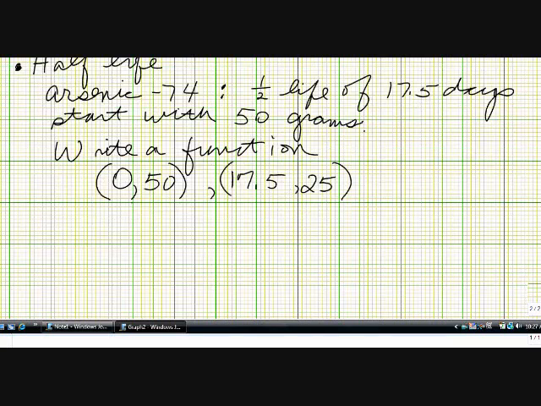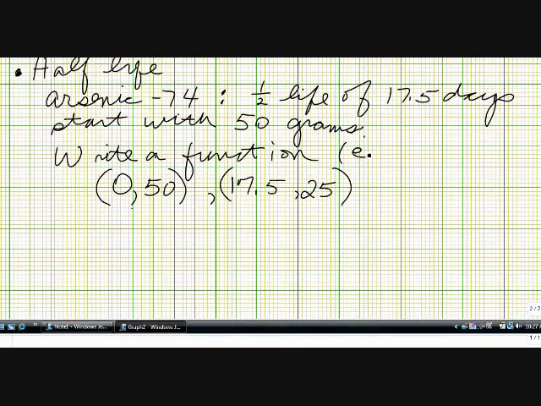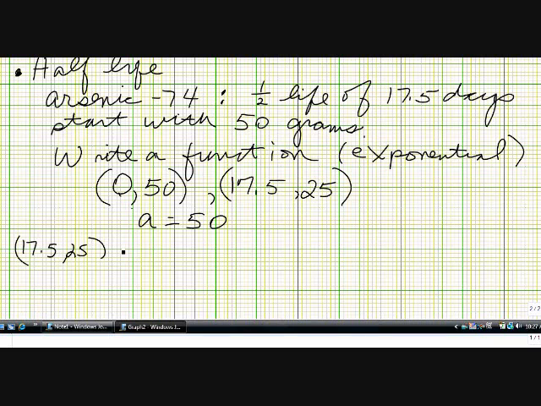I can make a function, an exponential function, because these half-lives use exponential functions. So I got 0, 50, so I know my A already. My A is 50. I'll use the second point to find my B. So I'll use 17.5 comma 25 to find B by using y equals A times B to the x, or 25 equals A, 50, times B to the 17.5.